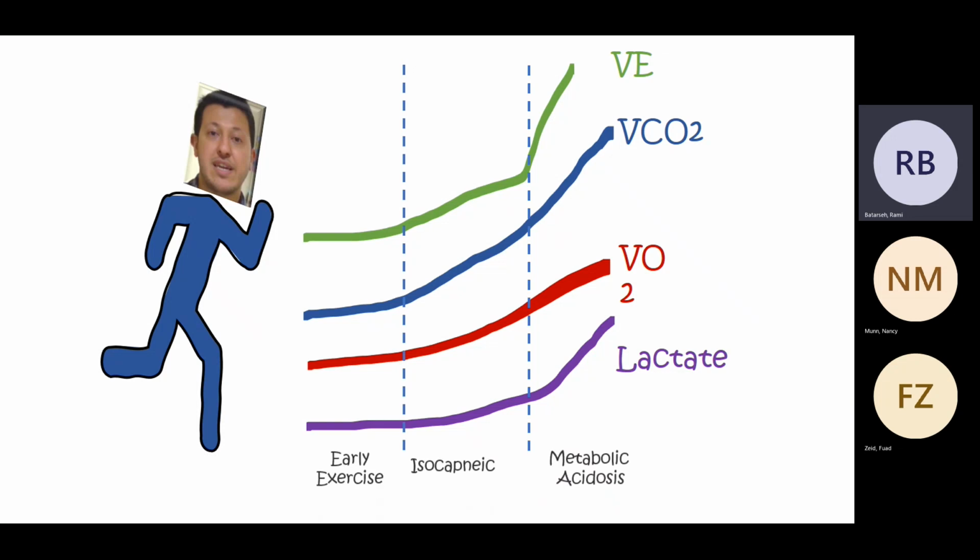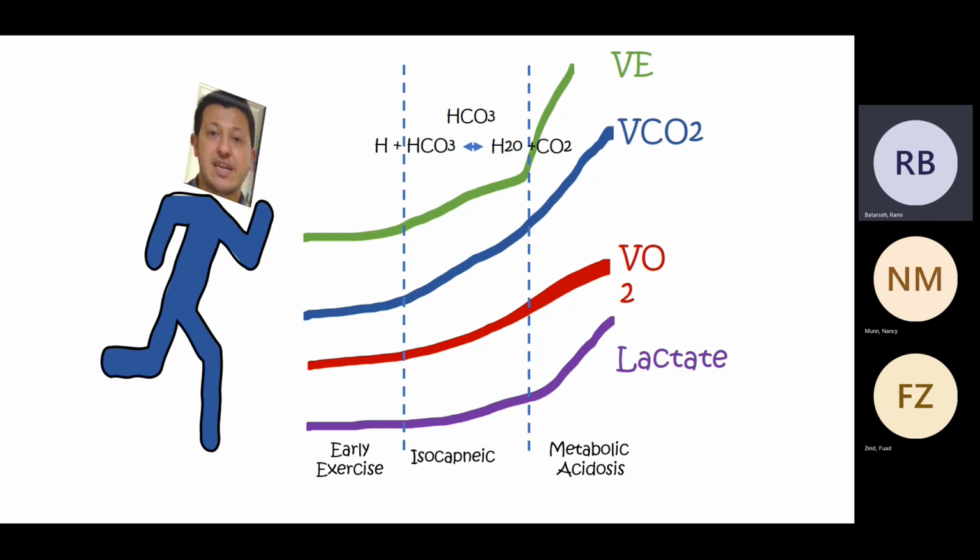What is the isocapnic stage? When we start producing more lactate, if you see the lactate starts going up, what we need to do is buffer that lactate. Is that right? And the normal buffering for the lactate is using the bicarb. So the bicarb will attach to the extra hydrogen ion, and that will give us H2O plus CO2. Oh, wait, so now I have another CO2. It's not from the regular production from the cell.